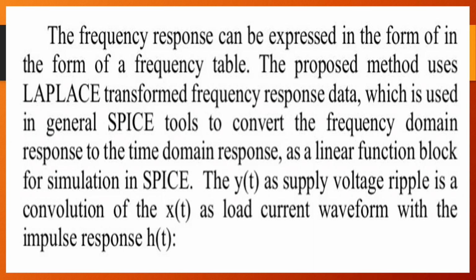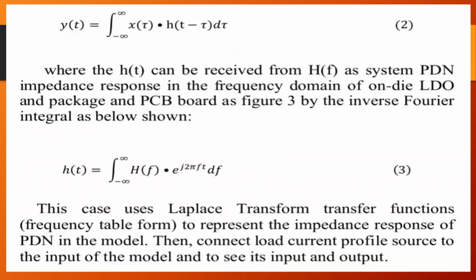The y of t, as supply voltage ripple, is a convolution of x of t as load current waveform with the impulse response h of t. So y of t equals the integral from minus infinity to infinity of x of tau times h of t minus tau d tau, where the h of t can be obtained from H of f as system PDN impedance response in the frequency domain of on-die LDO and package and PCB board as in figure 3 by the inverse Fourier integral as shown below.